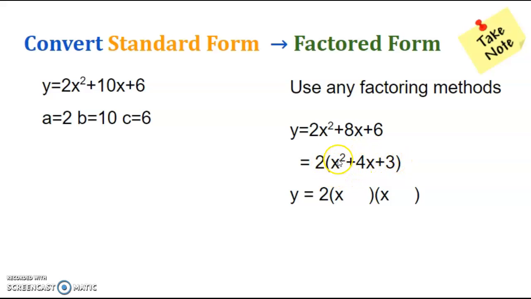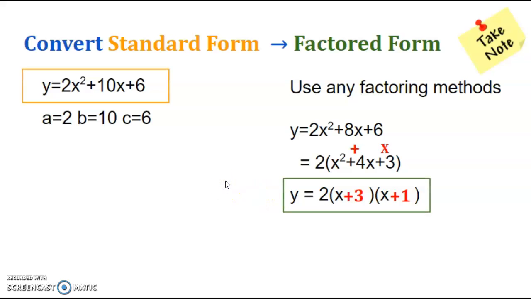The only way I can get x squared is if I split it as x times x. Now I am looking for 2 numbers to fill here, and those 2 numbers have to multiply to 3 but add to 4. So that's going to be plus 3 and plus 1. So I have just factored them. That is going from standard form to factored form.